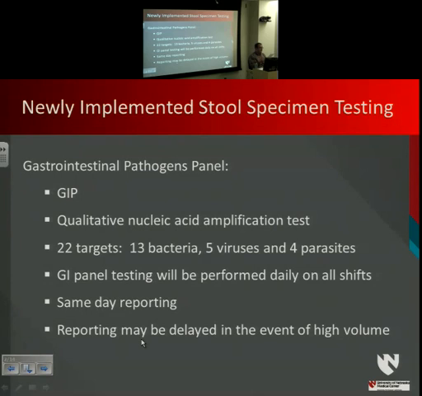The GIP is a qualitative nucleic acid amplification test that will detect 22 pathogens that commonly cause infectious diarrhea. The 22 targets include 13 bacteria, 5 viruses, and 4 parasites. The GI panel will be performed daily on all shifts with same-day reporting, which is a significant improvement in turnaround time compared to traditional stool culture. Please keep in mind, reporting may be delayed in the event of heavy testing volume.